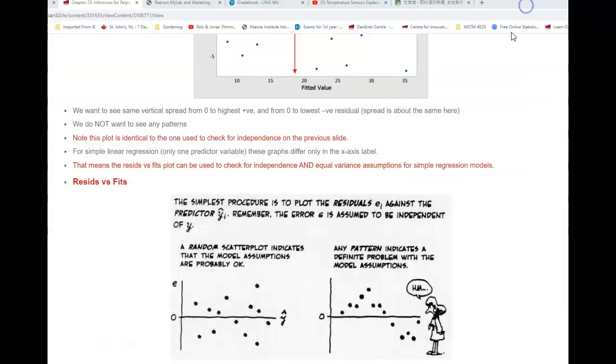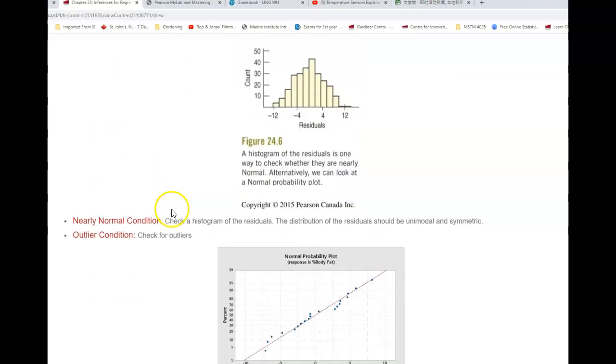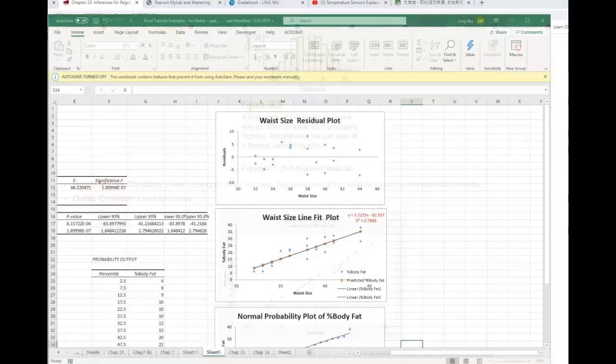And the next condition is the normal population assumption. In this condition, we want to check the near normal condition for the residuals, not the data values. So remember, another condition is the outlier condition. We will check in Excel. The distribution of the residuals should be unimodal and symmetric. That's the required condition. Let's go back to this one.